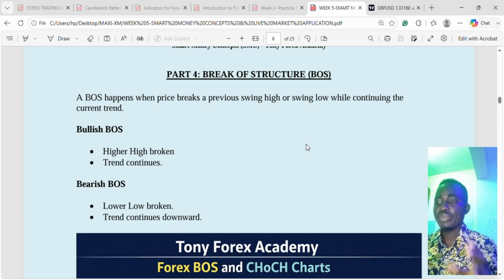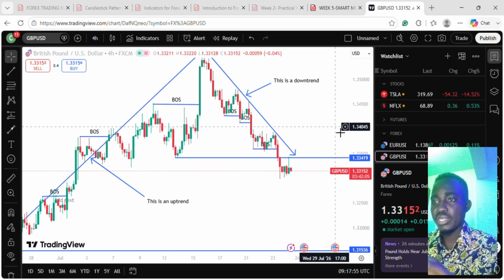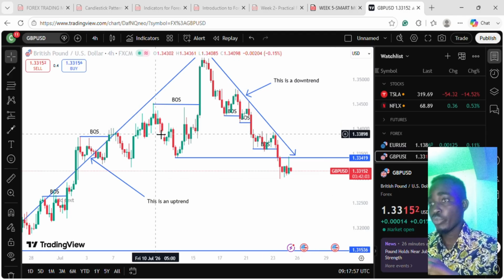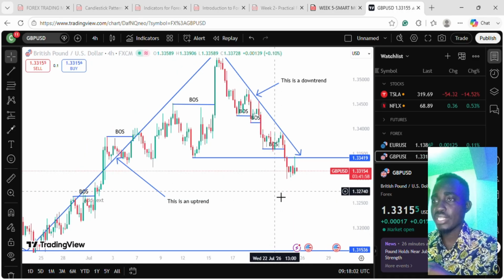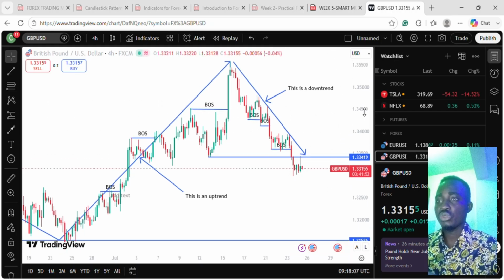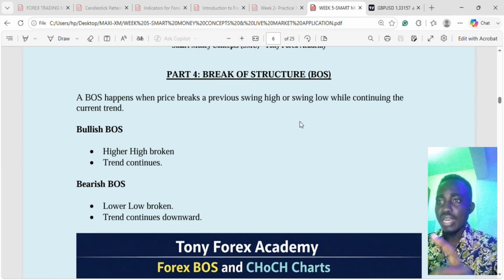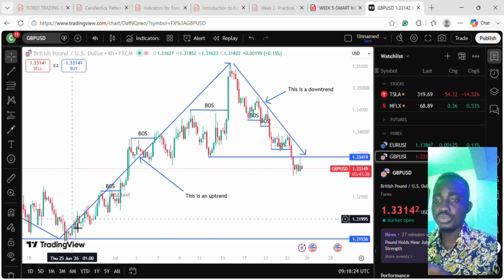Now we all know that in a market only three things happen. The market is either going up, the market is either coming down, or the market is consolidating. So when you look at this type of setup, let me show you first the definition for those who don't know. A break of structure happens when price breaks a previous swing high or swing low while continuing the current trend. Now, let's look, for example, this is GBP USD.